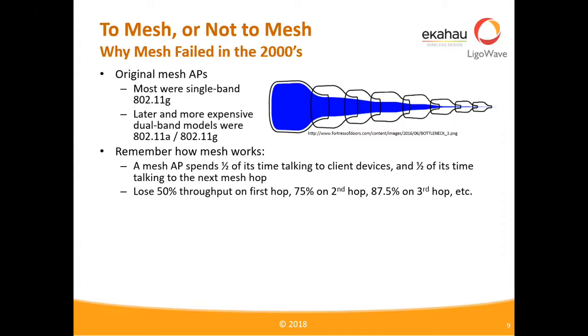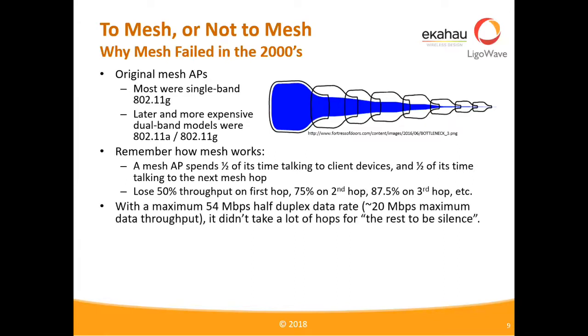And remember how mesh works. A mesh AP is going to spend half of its time talking to client devices and half of its time talking on the backhaul to the next mesh node in the hop. So that means that you're going to lose 50% of your throughput on the first hop. I'm going to lose another 50% on the second hop, so a total of 75%. Another 50% on the third hop, so 87.5%, and so forth.